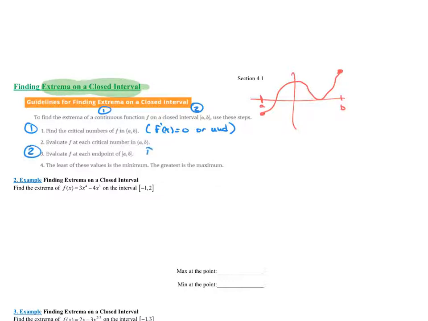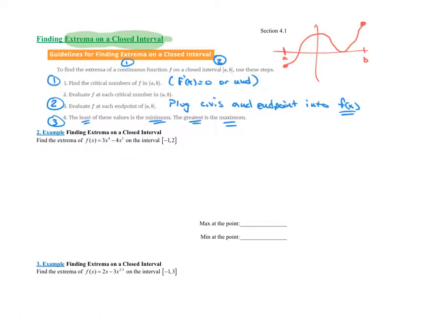Step 2 is you're going to plug the CVs and endpoints into the original function f of x. And it's really important that you don't plug them into the derivative, you're plugging them into the original function. And then the last step, which I call step 3, they call step 4, it says the least of these values is the minimum, the greatest is the maximum. So the least is the minimum, the greatest is the maximum. We can read it all day long, but it's so much better if we just put it into practice.